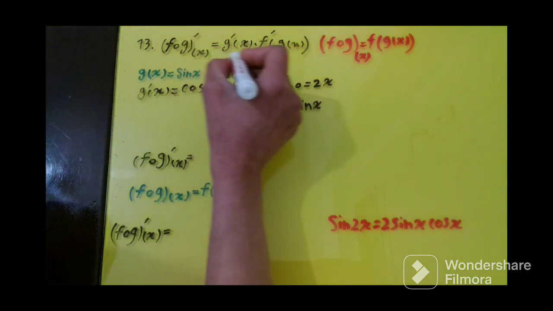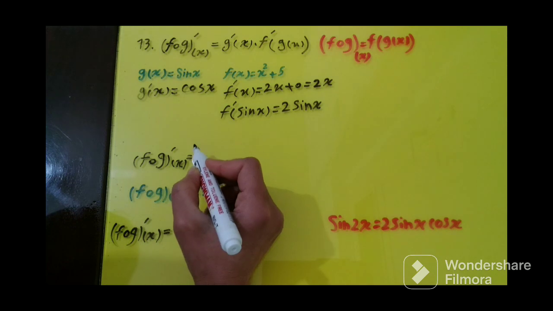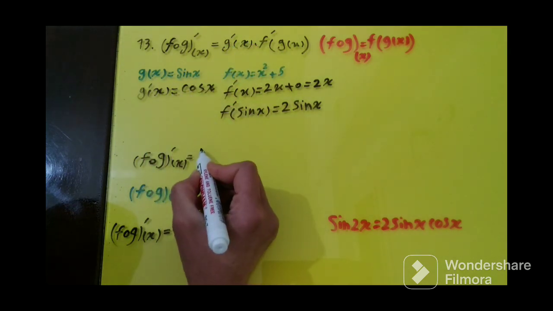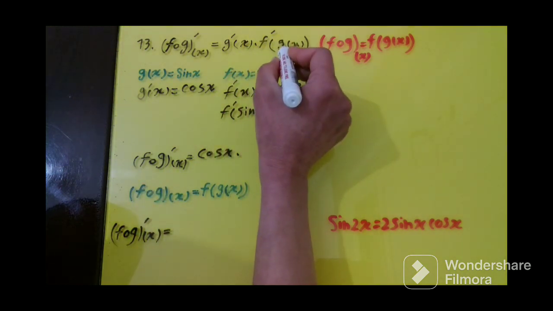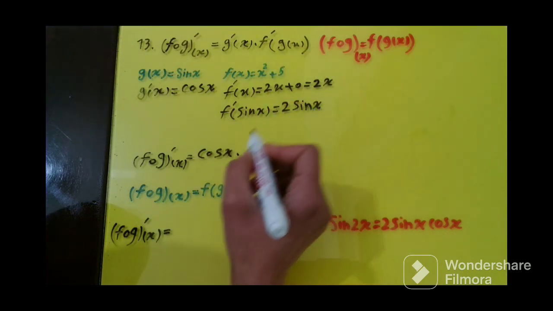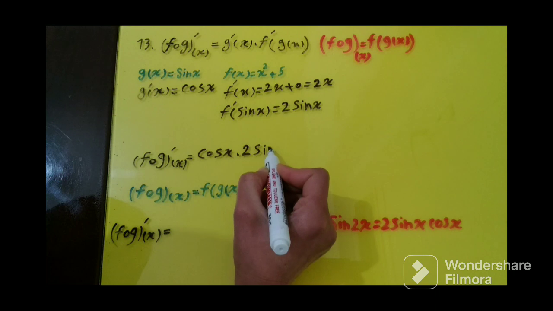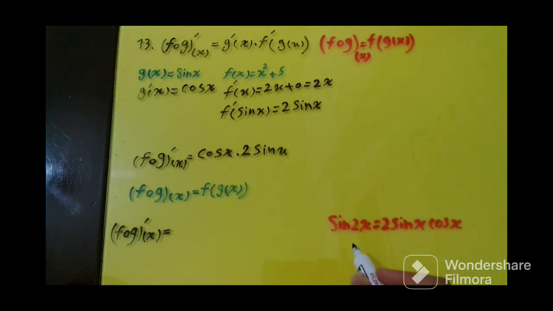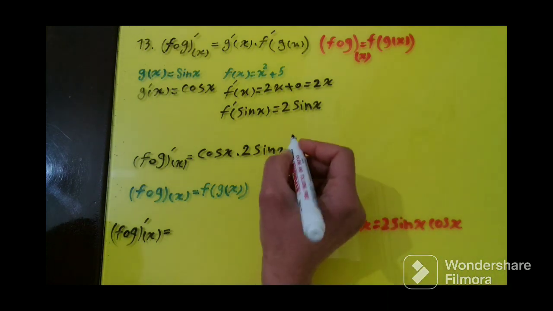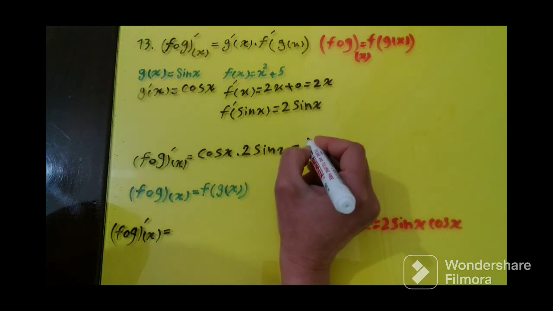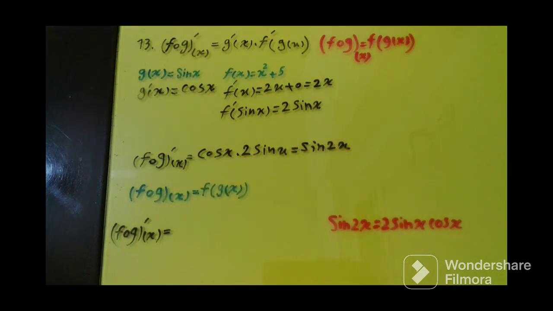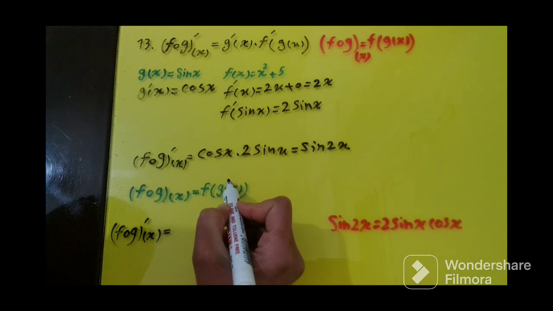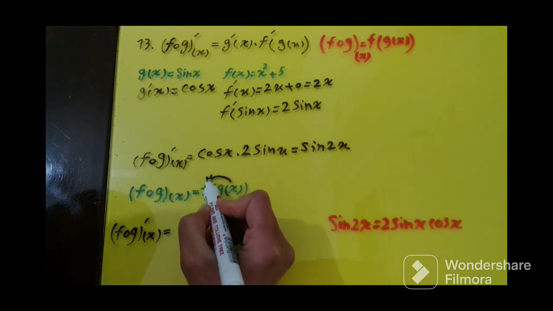Now, according to this rule, we should write g prime, cosine x, times f prime of g of x. It's 2 sine x. According to this trigonometric formula, we can replace 2 sine x cosine x with sine 2x. So it's gonna be sine 2x.